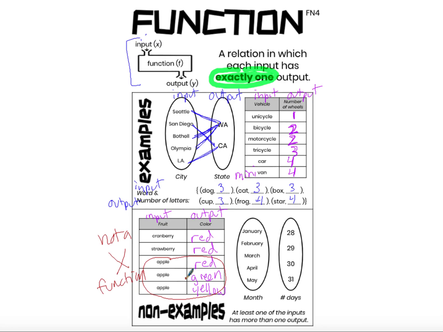Each input does not have exactly one output. Cranberry has exactly one output. Strawberry has exactly one output, but apple does not. Sometimes apples are red, and sometimes they're green, and sometimes they're yellow. So if I stick the fruit type of apple into my function machine, the output of color is not predictable.